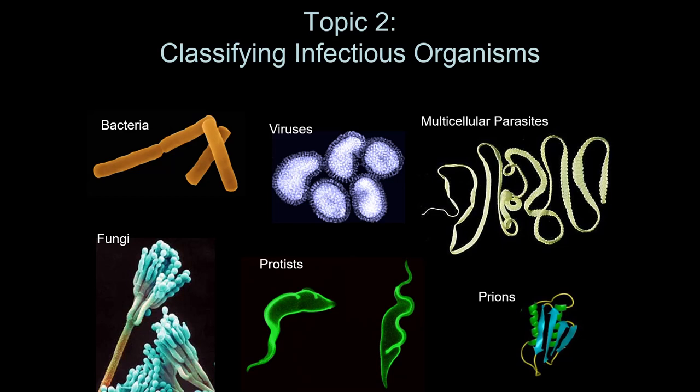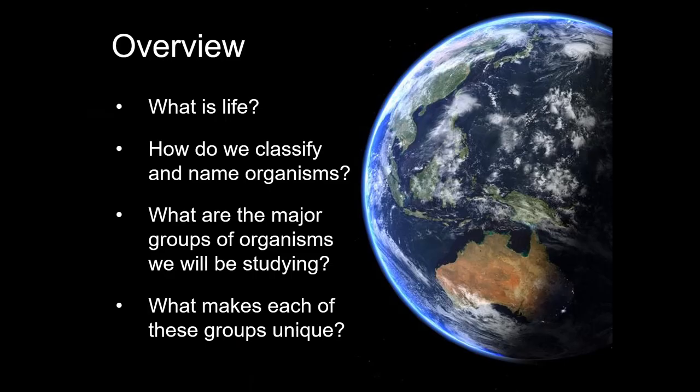Before we look at all the nasty little critters that are going to burrow into our bodies and cause us problems, I think it might be useful to do a quick overview of the different categories of organisms that make up life on Earth. So we'll start with a discussion of what life actually is, and then I'll talk about how we classify and name different groups of organisms, and that can be rather tricky. We'll talk about the major groups of organisms that we'll be studying in this course, and I'll talk about what makes each of those groups unique and special.